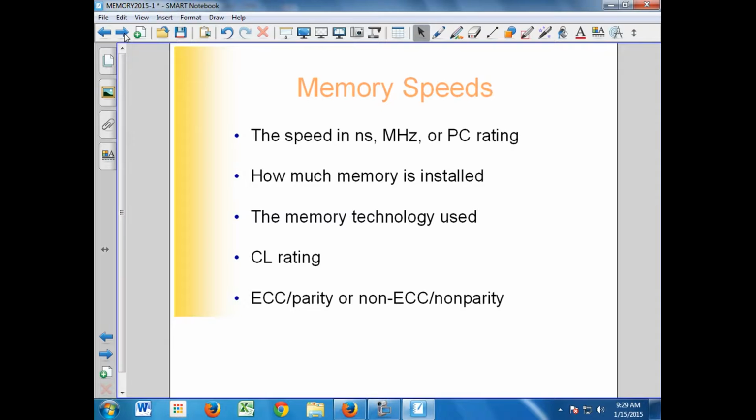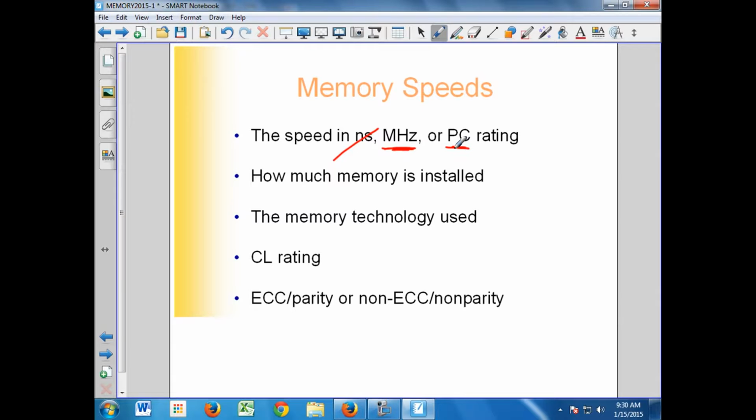So memory speeds, when we look at them, the nanoseconds I'm talking about are not on memory anymore. You could figure out how many nanoseconds it takes to read and write your memory by doing the math I just said. I'm not going to ask you a question about that. I'm just saying if you wanted to get that bit annoyed, you could. They used to actually have the nanoseconds on the memory. Really what we're looking at is the PC rating and the megahertz.